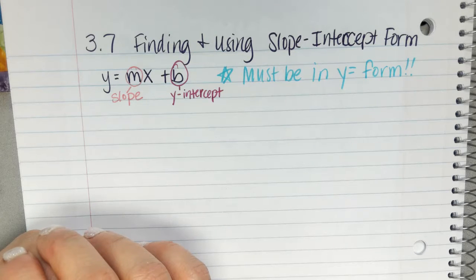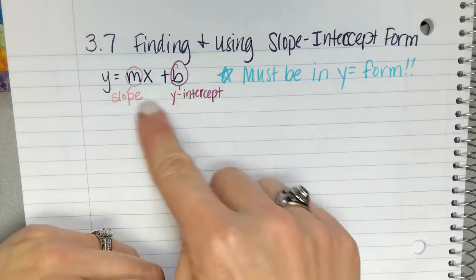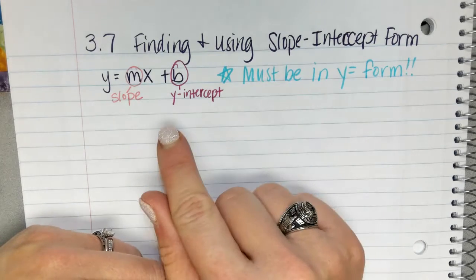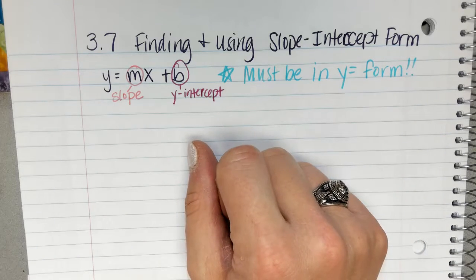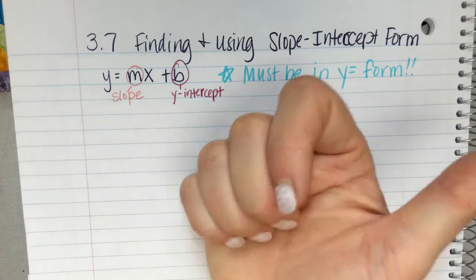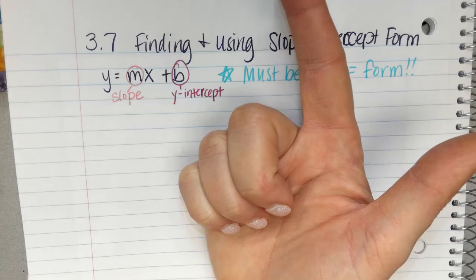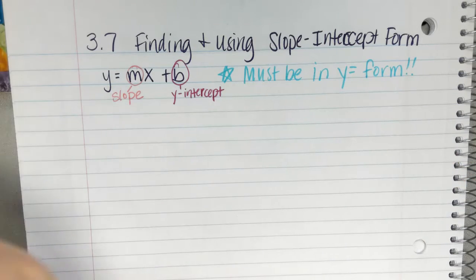Today what we're going to do is we're going to make sure first that any equations we get are going to be in the y equals form first. That's your first thing. And then from there you should be able to tell me the slope and the b, which is the y-intercept. Okay? So let's do an example.